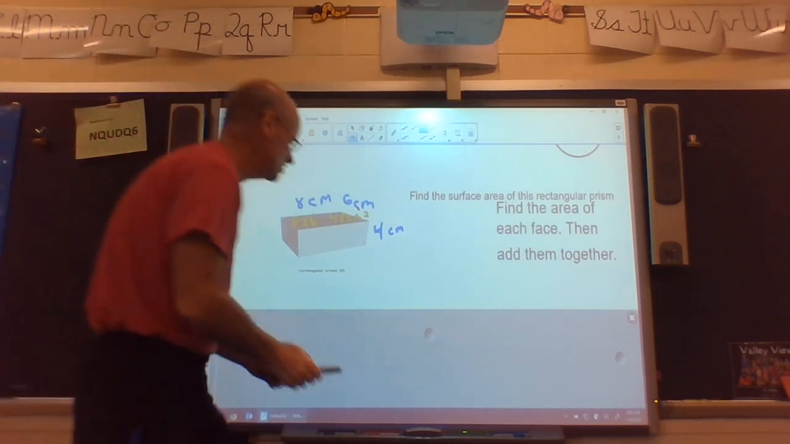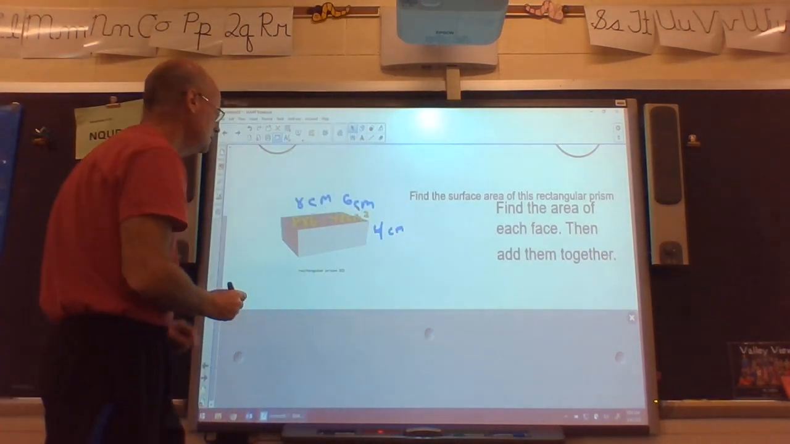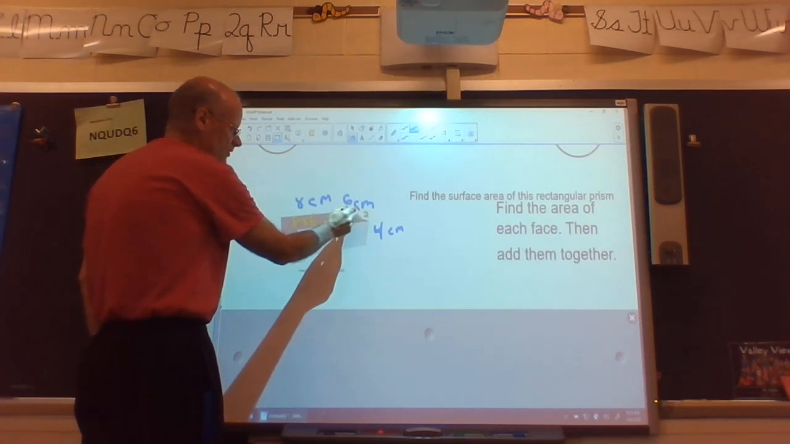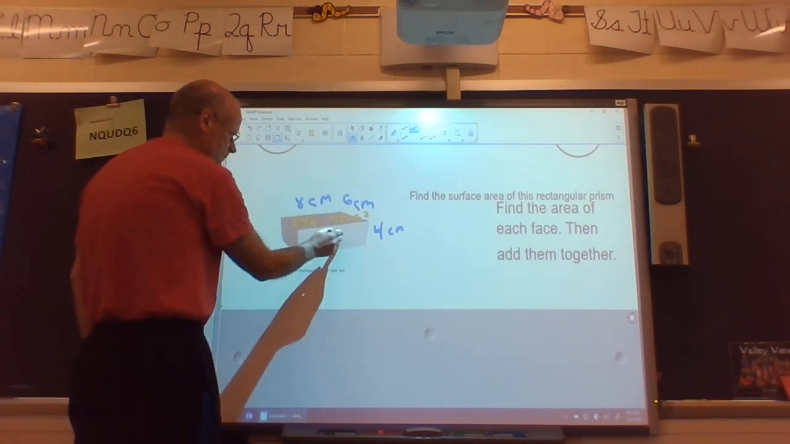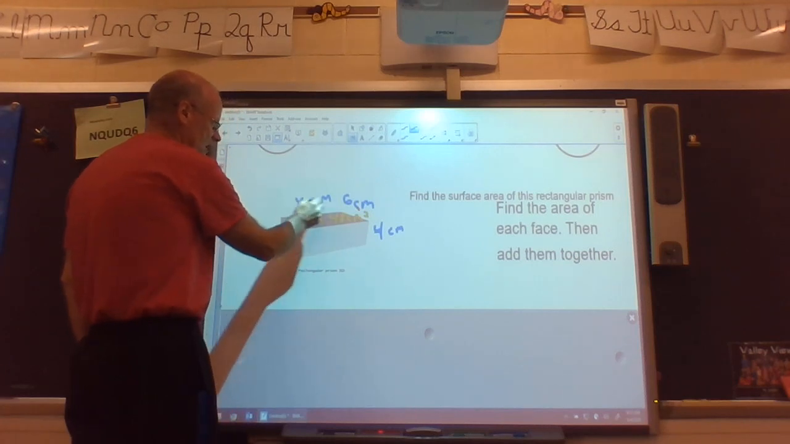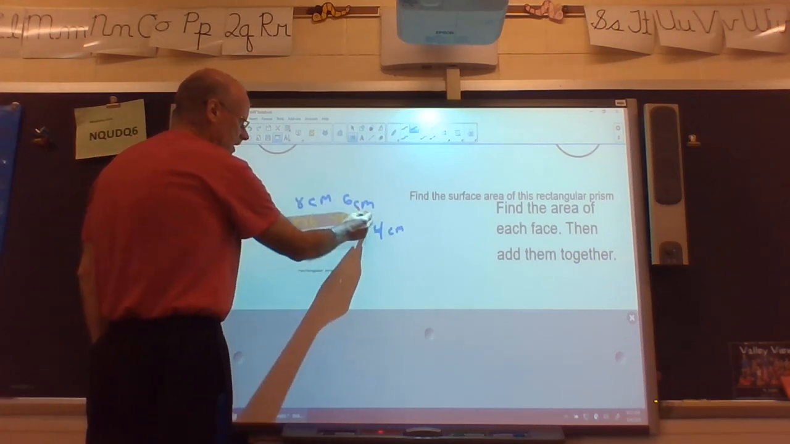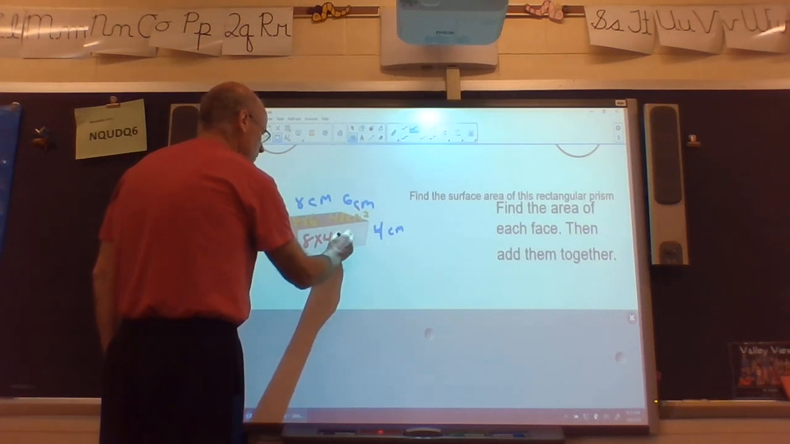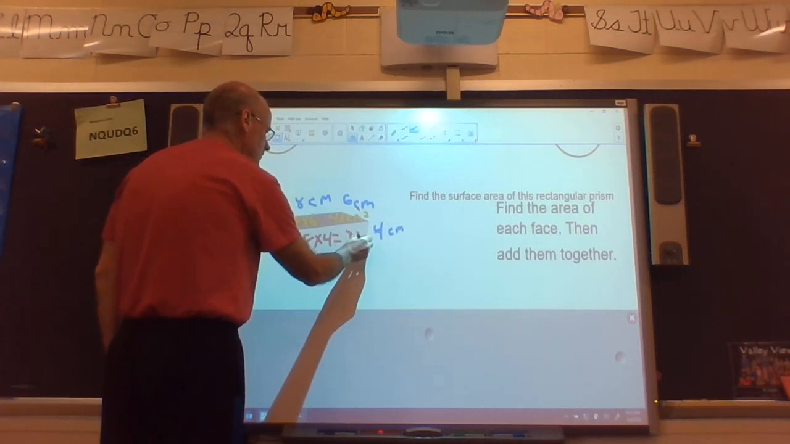Okay, I'm going to change colors. I don't see that color. Okay, so this one, to find this face right here, I have 8. It's going to be 8 long because this edge is 8 and 4. So 8 times 4 equals 32 centimeters squared.